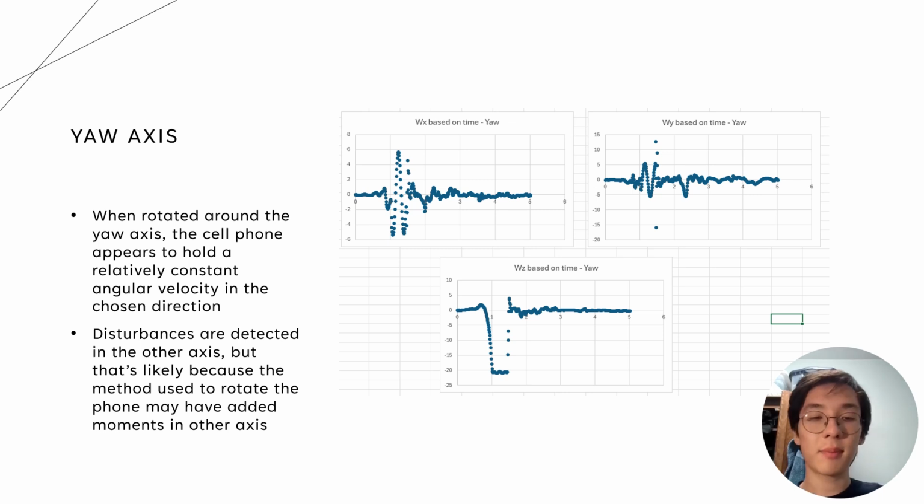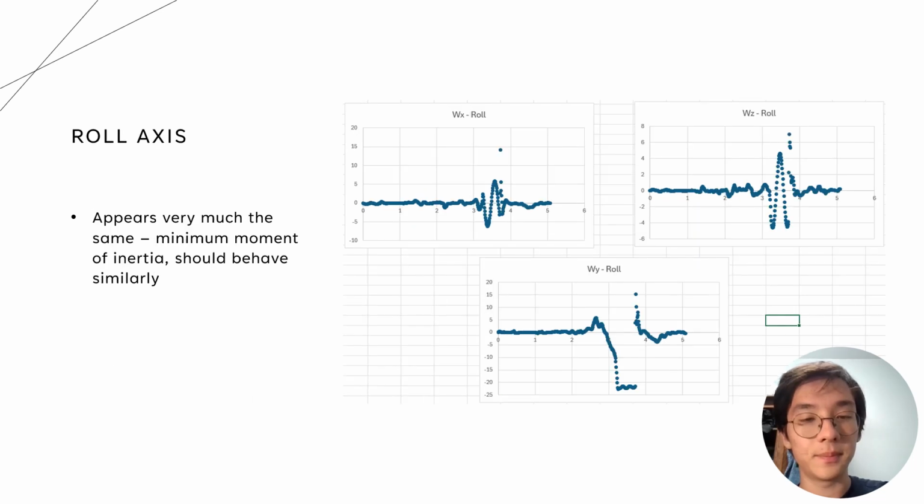So whenever I did this experiment, I started with the yaw axis. When rotated around the yaw axis, the cell phone appears to be relatively constantly moving in a singular direction, in this case, W sub z, although you'll notice some interesting precessions in the other axes. These are likely as a result of some inconsistencies in how I started the rotation of the phone and in how the placement of the accelerometer might not be over the center of mass of the phone.